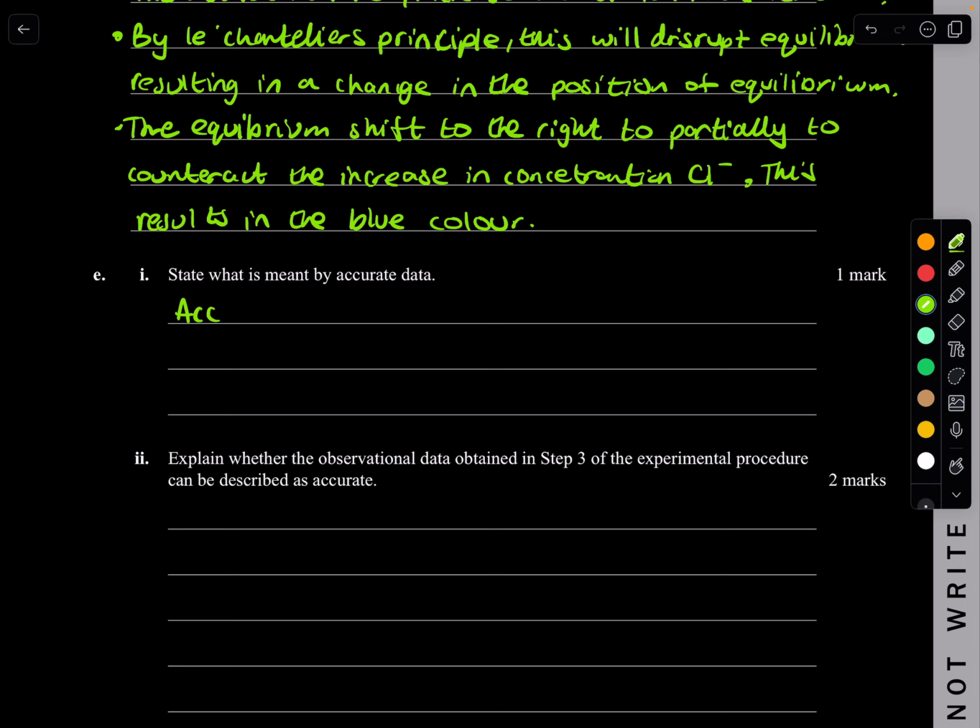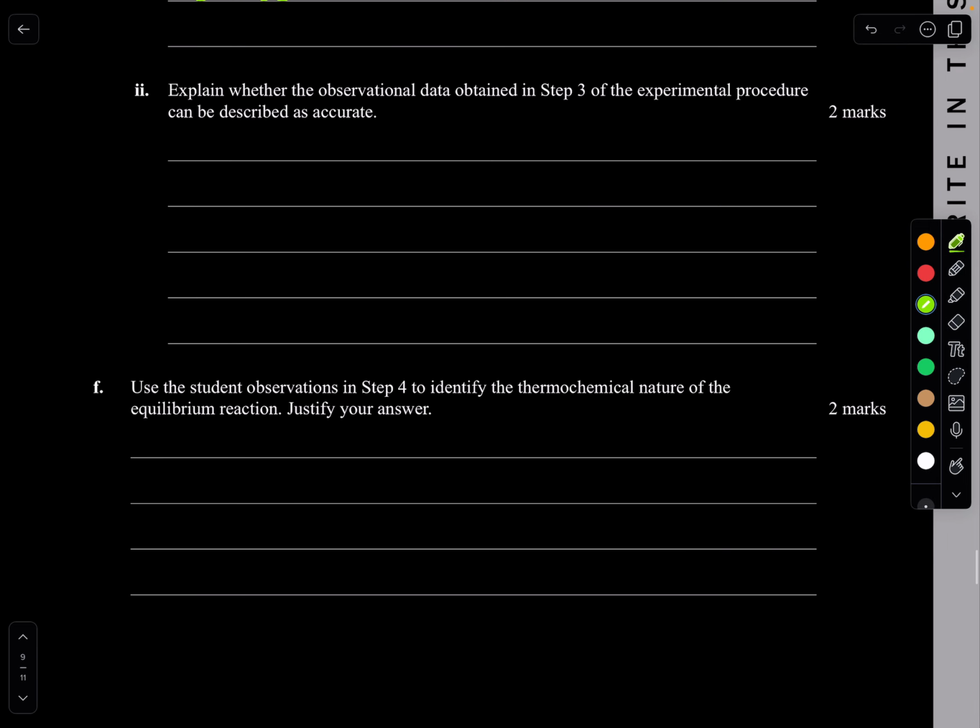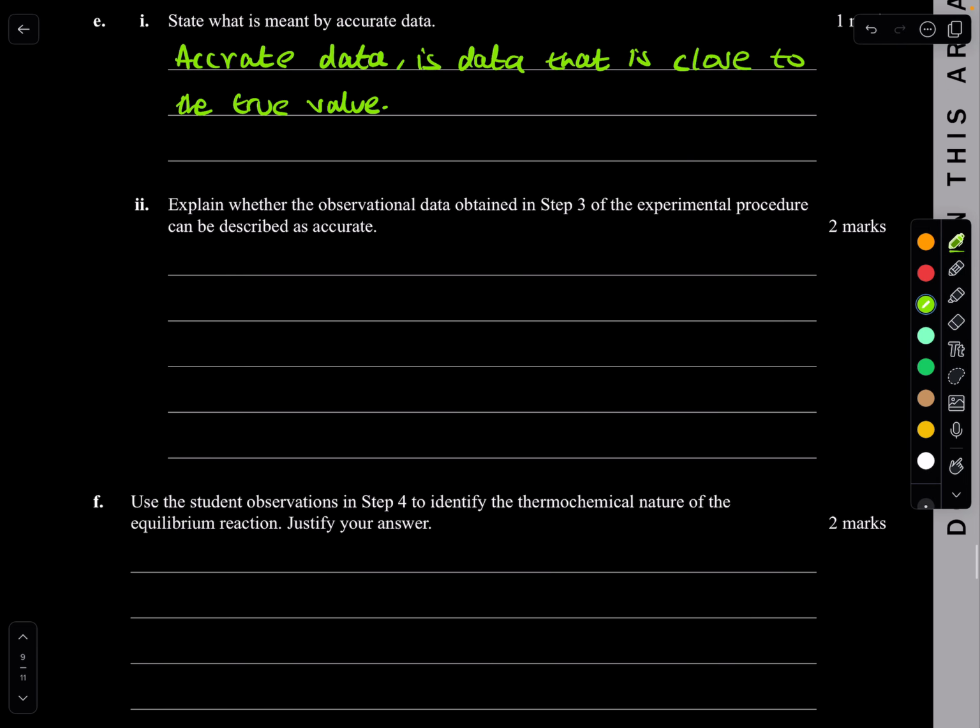So accurate data is data that is close to the true value. For an easy 1 mark, just define what is accurate data. Next question. Explain whether the observational data obtained in step 3 of the experimental procedure can be described as accurate.